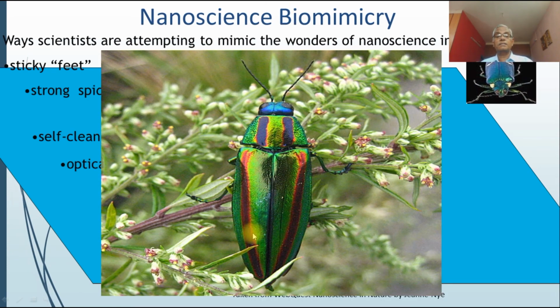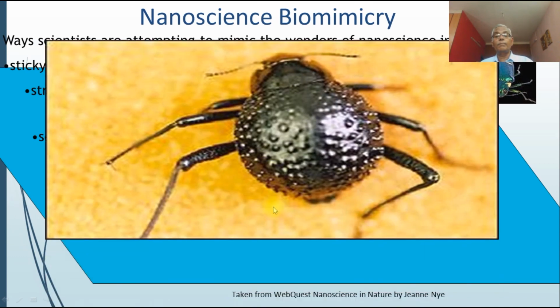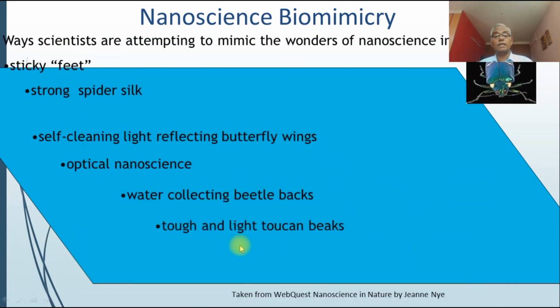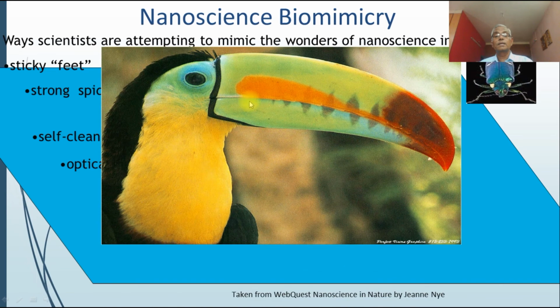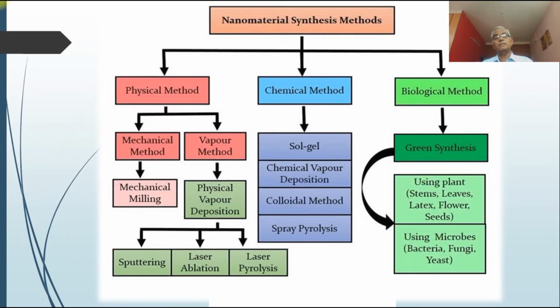Then optical nanoscience. Different colors are reflected because of the nano structures. Then water collecting beetle backs, so that water can be collected on the back of the beetle, which is already there. Then tough and light toucan beaks. This particular bird has a very tough but very light beak. The carbon structures are developed in such a way that they are light in weight but very strong or tough. And there are so many things occurring in nature which can be biomimicked.